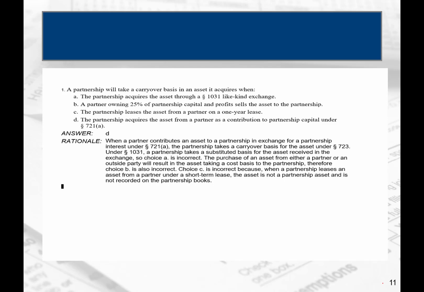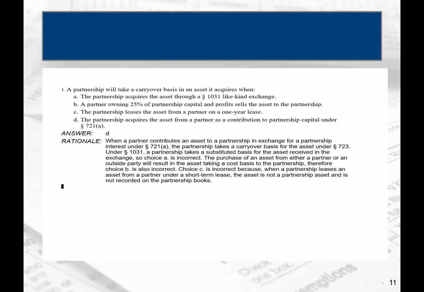Okay, so number one, a partnership will take a carryover basis in an asset acquired when the partnership acquires the asset through a 1031 like-kind exchange. Guys, we didn't cover that. That's part of property transactions, but there was nothing that we saw in the material that called out that sort of property as being one that would be considered a like-kind exchange. It would be considered part of this process, so for section 721.